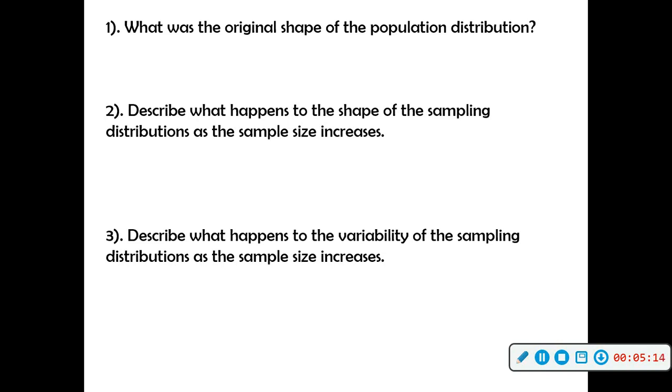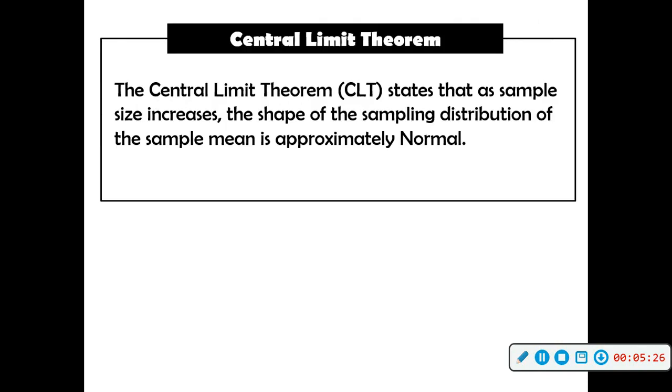So that concept, right, where even though we have skewed data, the sampling distribution is going to be normal, or get closer and closer to being normal as we increase our sample size, is a really important theorem called the central limit theorem. Right? So that states as our sample size increases, the shape of the sampling distribution of sample means is approximately normal.